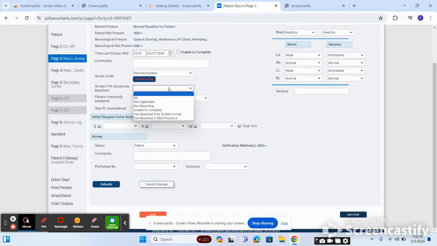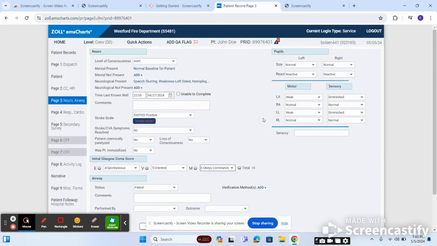So that's done. Stroke symptoms resolved? If it's a TIA, sure, it could resolve while we're en route to the hospital, but we're going to say this guy's got a real stroke. So no, it has not resolved. These baseline default to 0. We're going to say that because he's awake, alert, and answering us normally, his GCS is 15. So 4, 5, and 6. You can either do drop-downs or you can hit the keys on the keyboard that correspond with them with the tab key, and it will get you right across that.